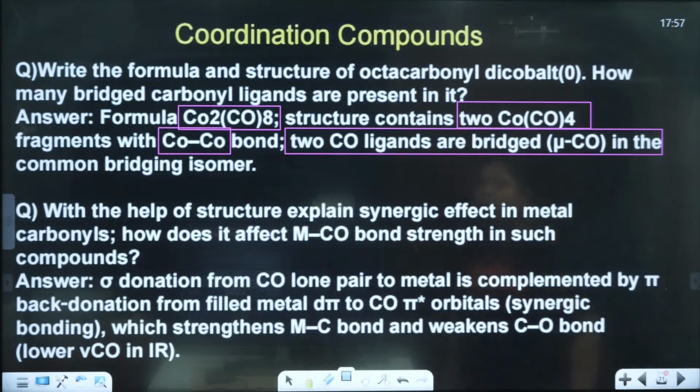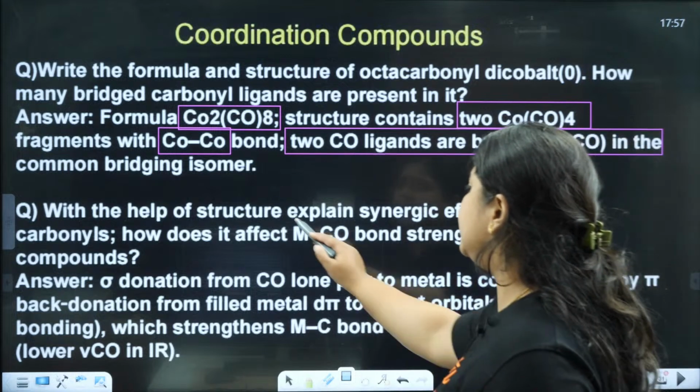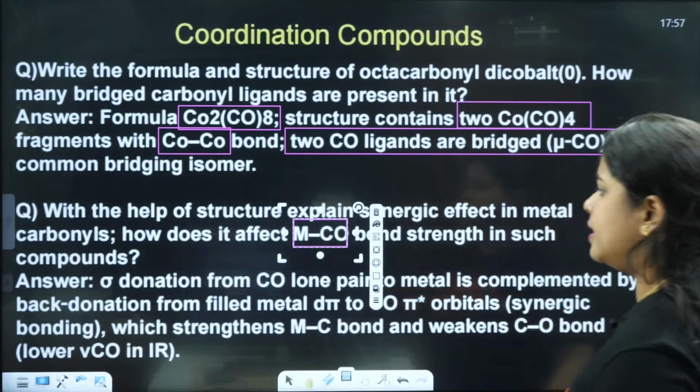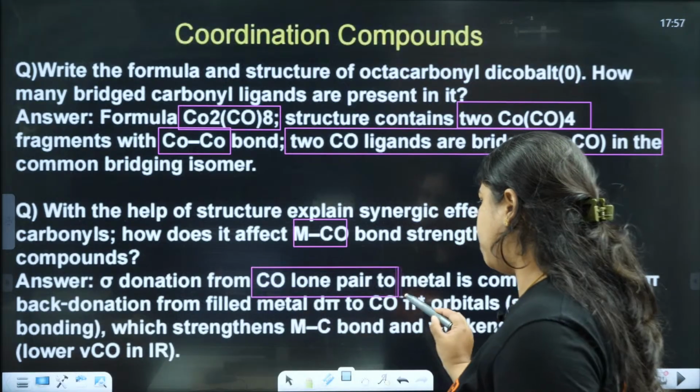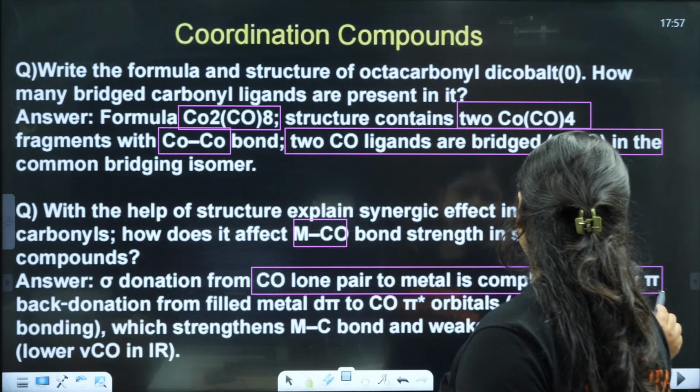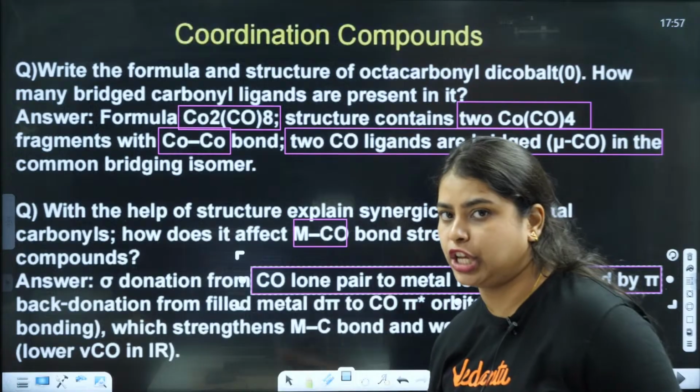With the help of the structure, explain the synergic effect in metal carbonyls. How does it affect the M-CO bond strength in such compounds? Sigma donation from the CO lone pair to the metal is complemented by pi back donation.